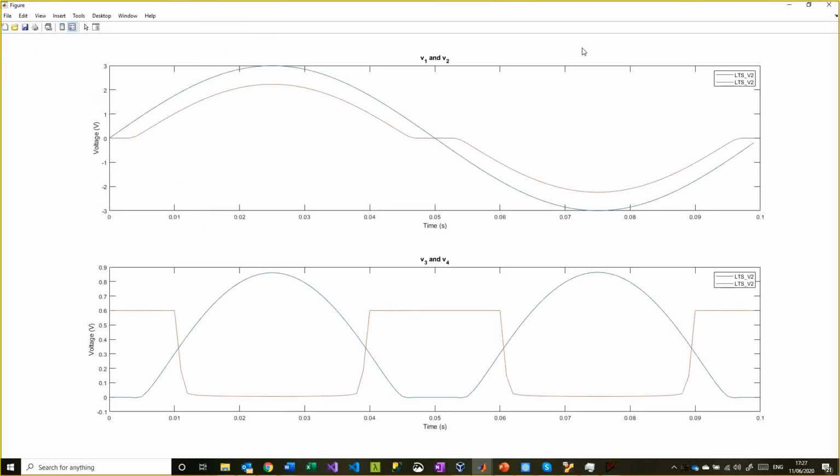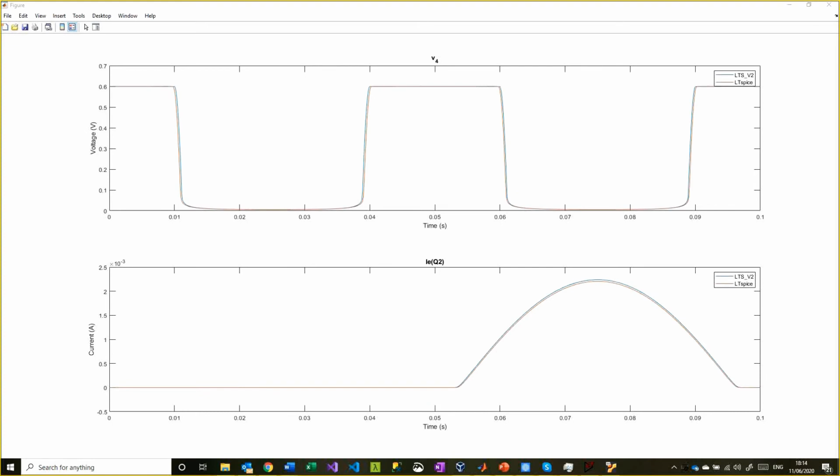Showing the results from LTS-v2, in the first plot, the push-pull stage clearly shows the crossover distortion expected, and about 0.7 volt amplitude difference between the input and the output. The second plot shows that the rectifier signal is completely positive, and the switch turns on when the input is about 0.3 volts, the MOSFET threshold voltage.